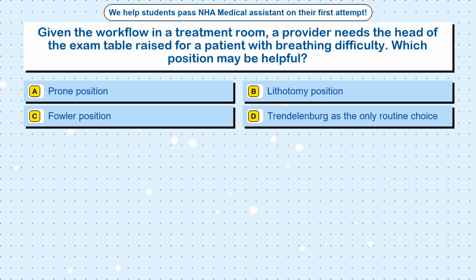Question 96. Given the workflow in a treatment room, a provider needs the head of the exam table raised for a patient with breathing difficulty. Which position may be helpful? Option A, prone position. Option B, lithotomy position. Option C, Fowler position. Option D, Trendelenburg as the only routine choice.